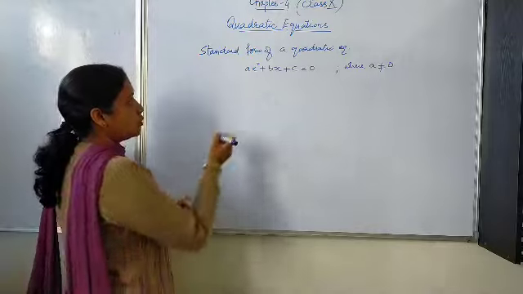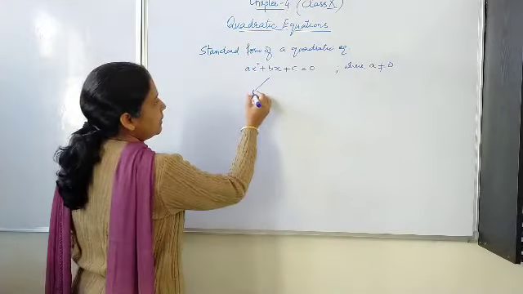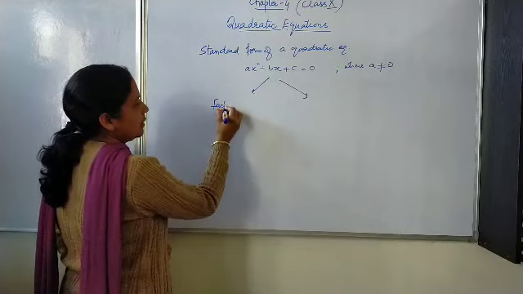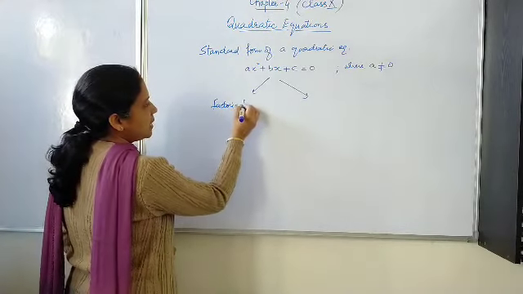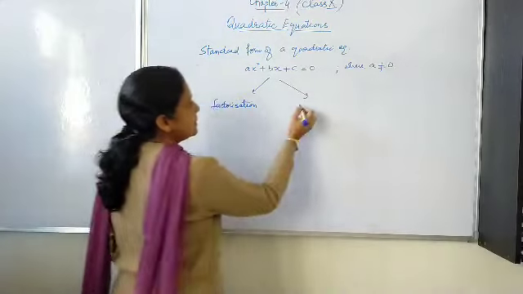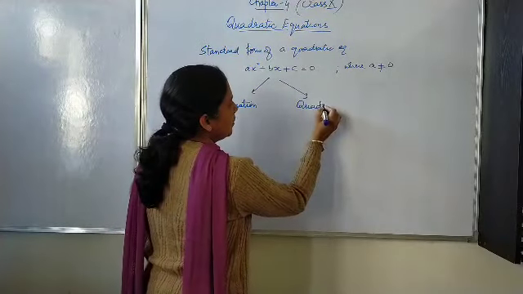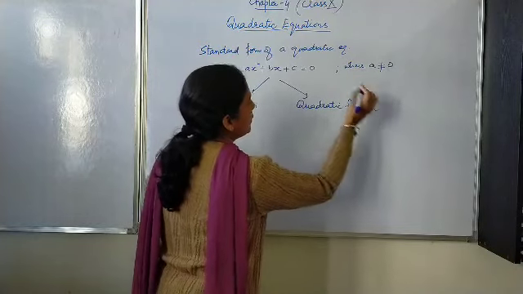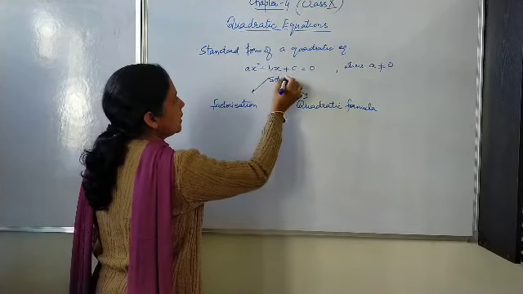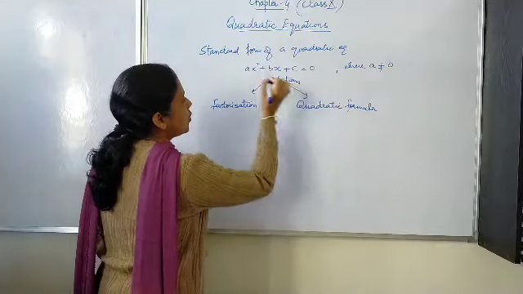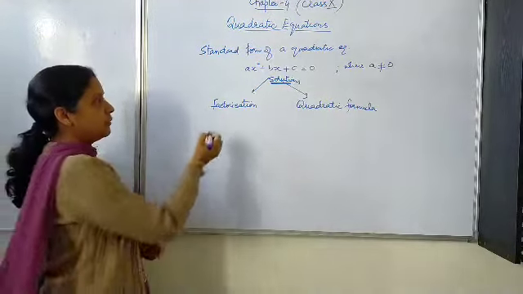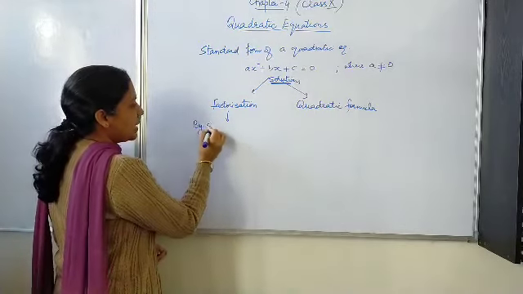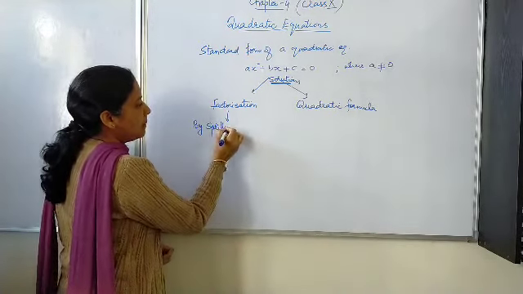So how to solve for this? There are two types of solutions. First is by factorization and second is by using the quadratic formula. Now how to solve for this? Let's start with the first method, factorization. This is also known as splitting the middle term.